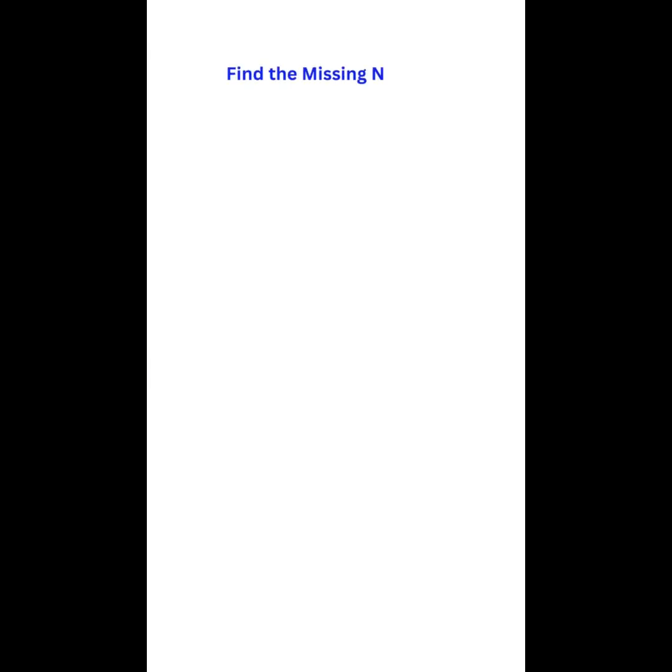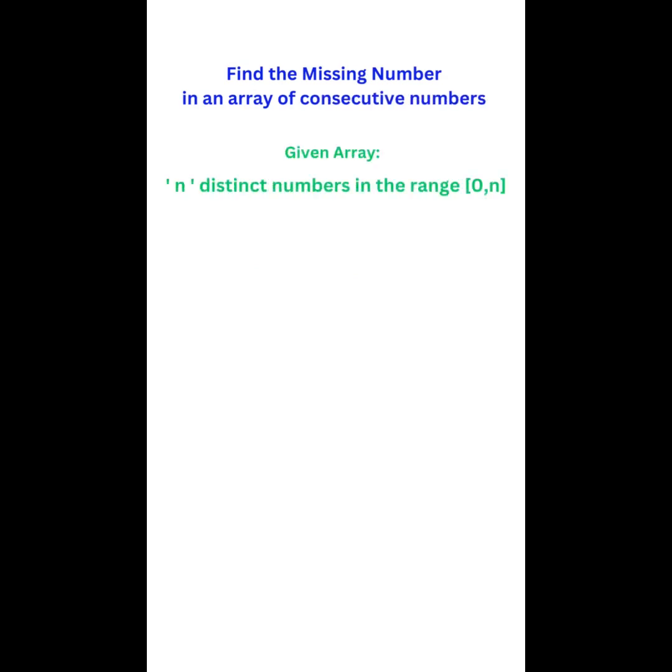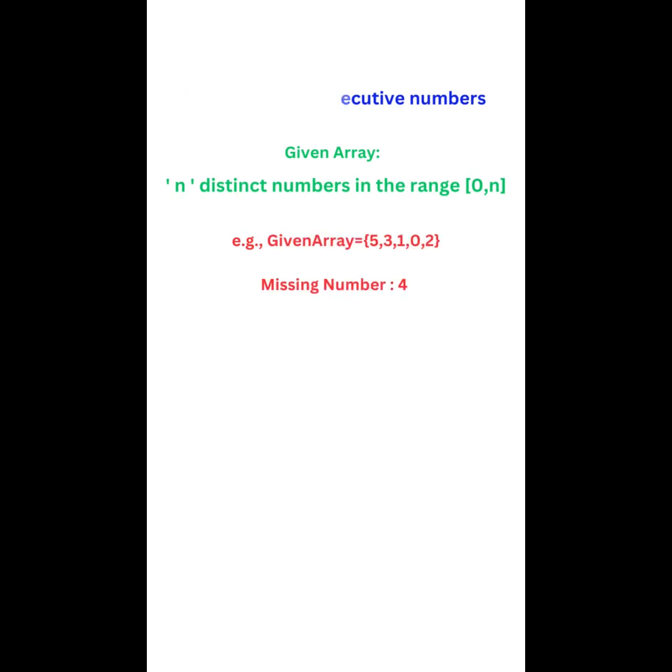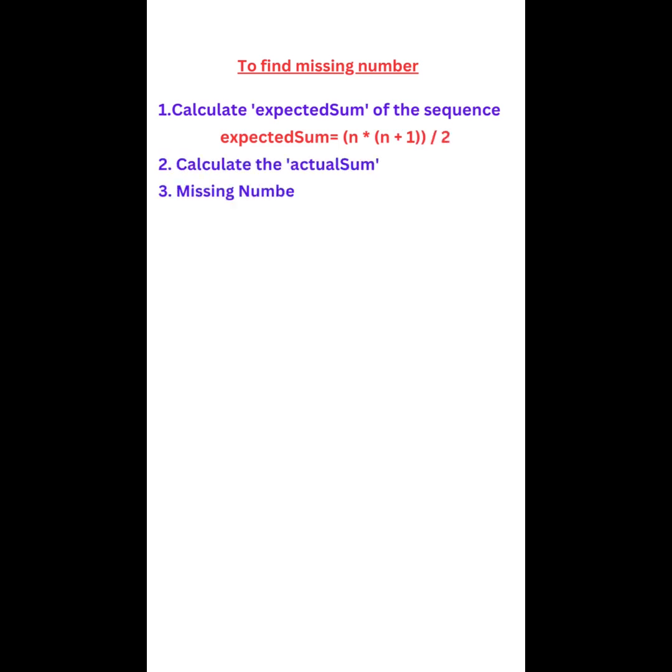Find the missing number in an array of consecutive numbers. The given array consists of n distinct numbers in the range 0 to n. Example, this is an array of 0 to 5, missing number is 4. To find the missing number, first, calculate the expected sum of a sequence by using this formula. Then calculate the actual sum. So missing number equals expected sum minus actual sum.